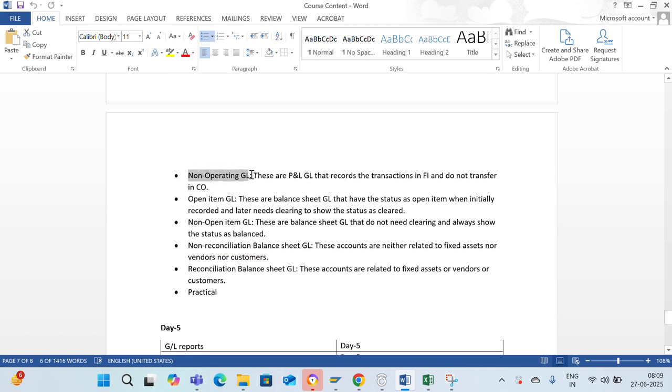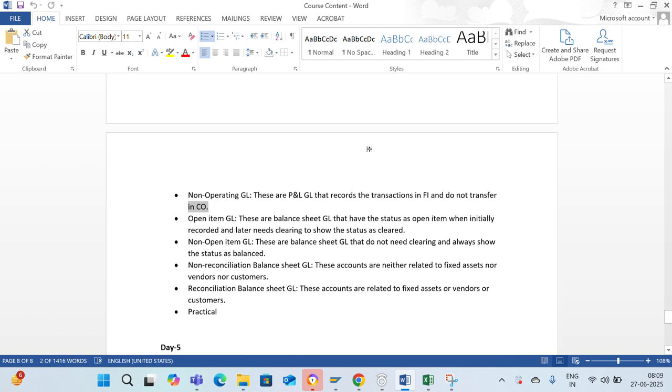Third is non-operating GL. Non-operating GLs are also part of P&L GL, and they are used to record the transaction only in FI, and they do not transfer the transaction in the controlling, meaning CO.